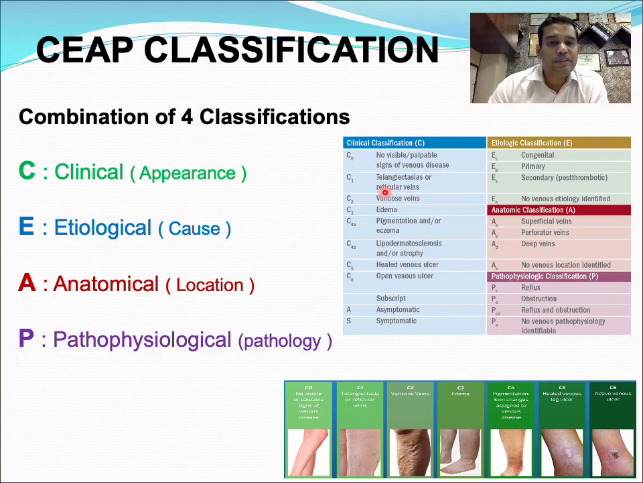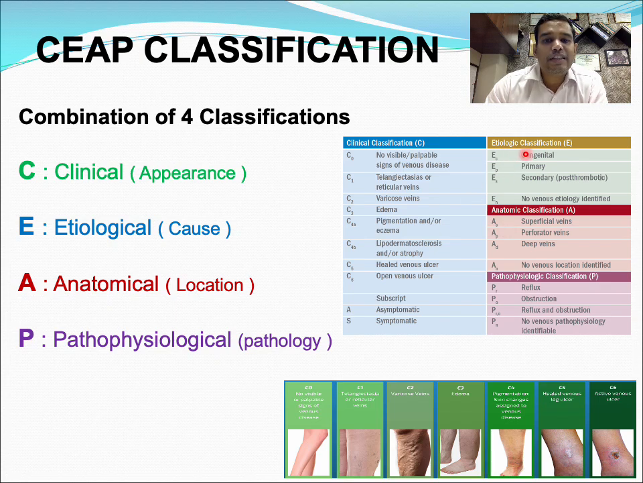C3 is edema, having a varicose vein plus lower limb edema, lower third leg edema. C4A is pigmentation with or without eczema, the lower third of the leg is pigmented. C4B is when the patient has changes of lipodermatosclerosis or atrophy of the limb or the skin of the leg. C5 is when the patient had an ulcer in the past but it has healed. There was a venous ulcer, but it has healed. And C6 is when there is an open active venous ulcer that is not healing over time, called an open venous ulcer.